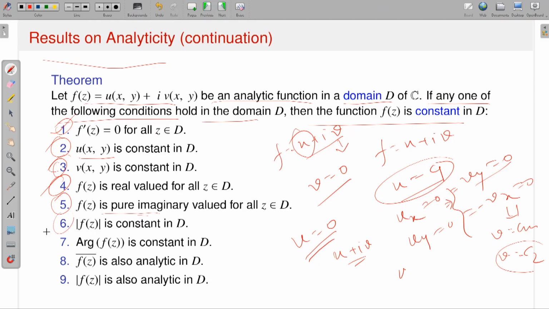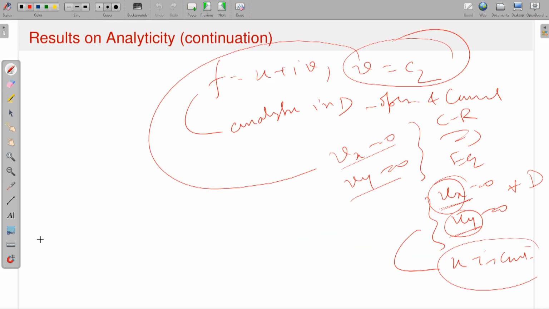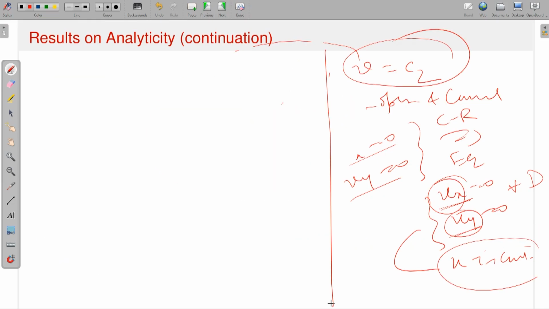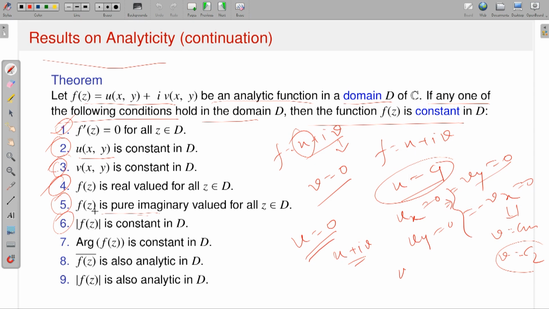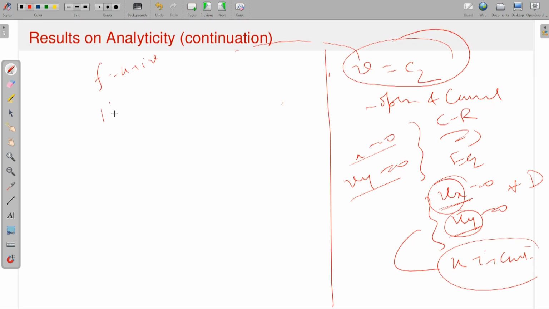So what about 6? That is also another interesting fact. If modulus of f(z) is constant, then you have to show that your f is constant. That also you can do, okay? Because you see, what I will have is f equal to u plus iv, and it is analytic in an open set, and what is given is that modulus of f is constant. Now what is modulus of f here? So modulus of u plus iv is constant. Now mod f is constant means what?